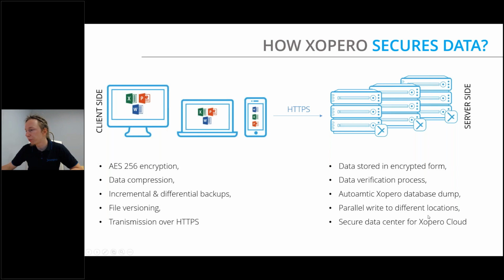Very important is also the automatic Xopero database dump, because thanks to it, in case of any failure of your backup server, you will be able to recover the entire backup environment on any other server. To increase the level of security, it's also possible to write in parallel to different locations. It's very easy to configure, and as the administrator, you can provide an additional path for your data store to which we will write in parallel all data from your backups.